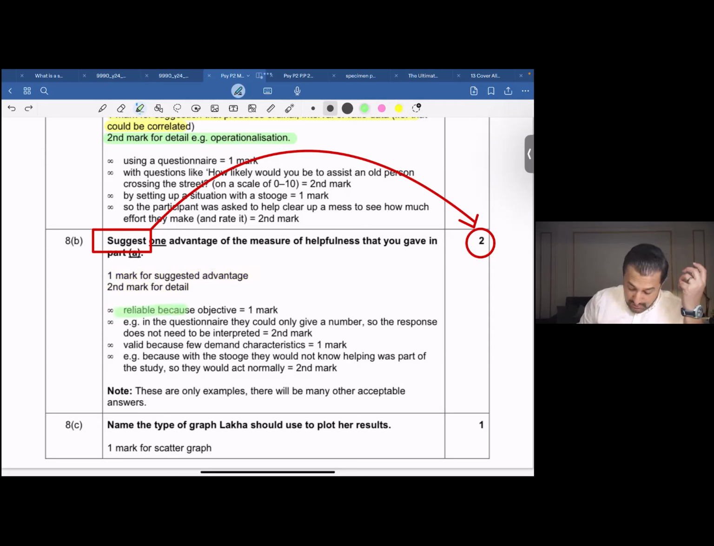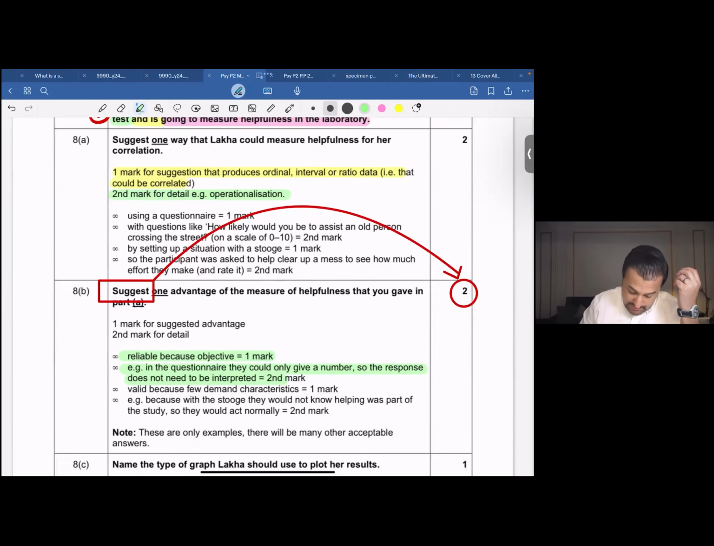If you talk about a questionnaire, questionnaires are standardized, they could be replicated easily, which leads to reliability being high. If you are collecting data through a questionnaire, questionnaires are seen to be relatively more objective, especially when quantitative data is being gathered. Example, in the questionnaire they could only give a number, so the response does not need to be interpreted. Now this is what this is connected to.